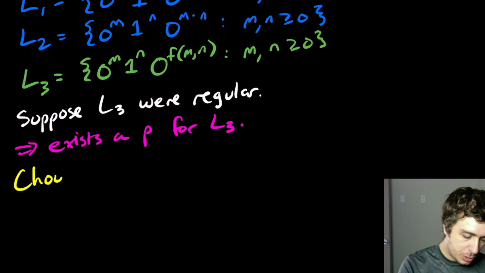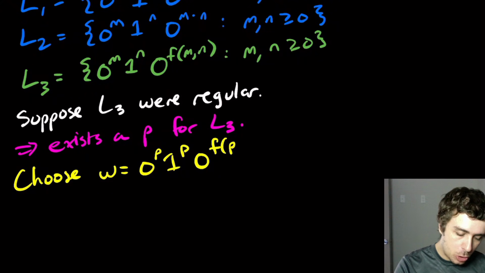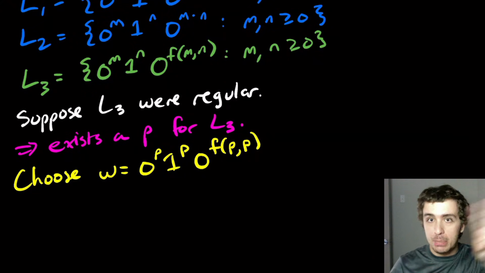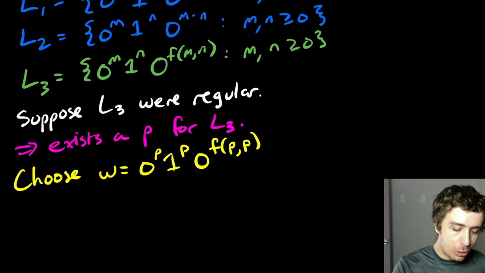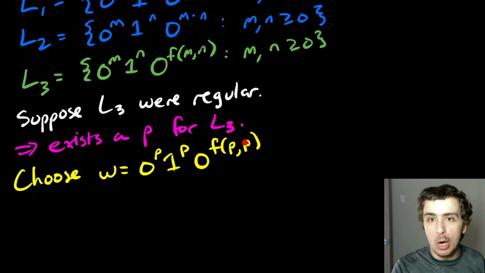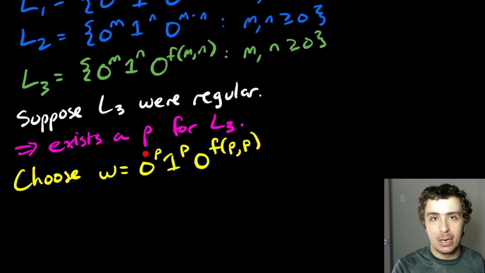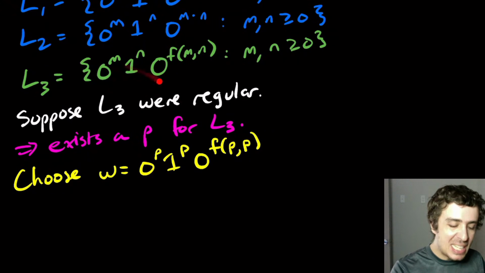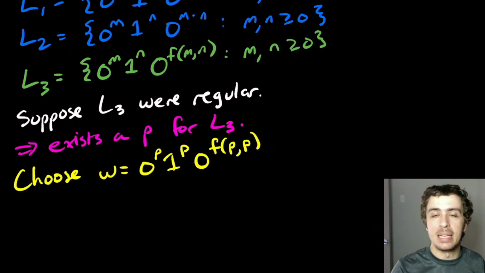So let's choose w equal to 0^P 1^P 0^f(P,P), the function f on P and P, just substituting P for m and n. So this is definitely of length at least P. Well, this function can't be worse than 0. So even if there were no zeros over here, I'll still have more than P characters to start with, which is great. This is in L3 also, because I'm just substituting in the number P for m and n, and that's all we needed.